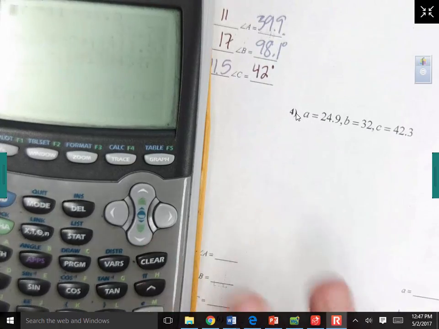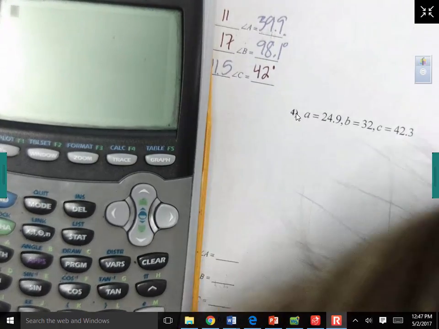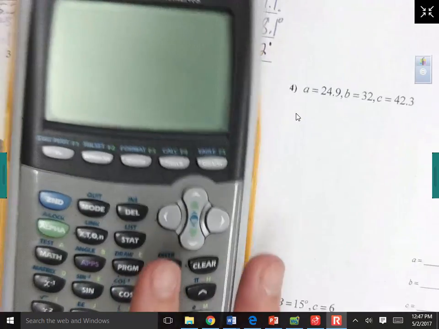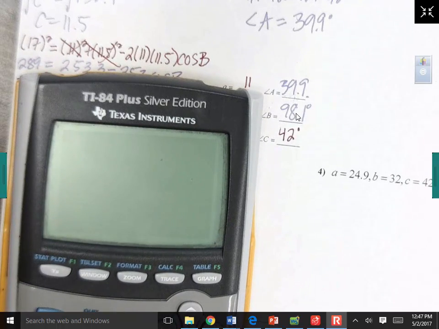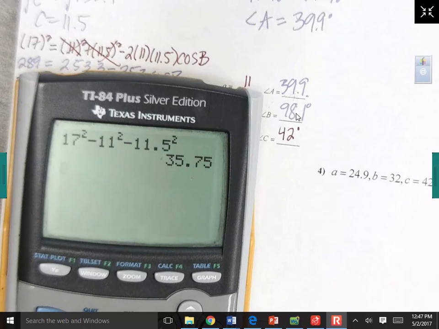Oh, I messed that up. I'm sorry. I forgot to press the second cosine, so that was my mistake. Let's try this again. 17, okay, clear out your calculator. 17 squared minus 11 squared minus 11.5 squared. So we're good with this. Do you know how I got this, right? Then we divide that by negative 2 times 11 times 11.5.